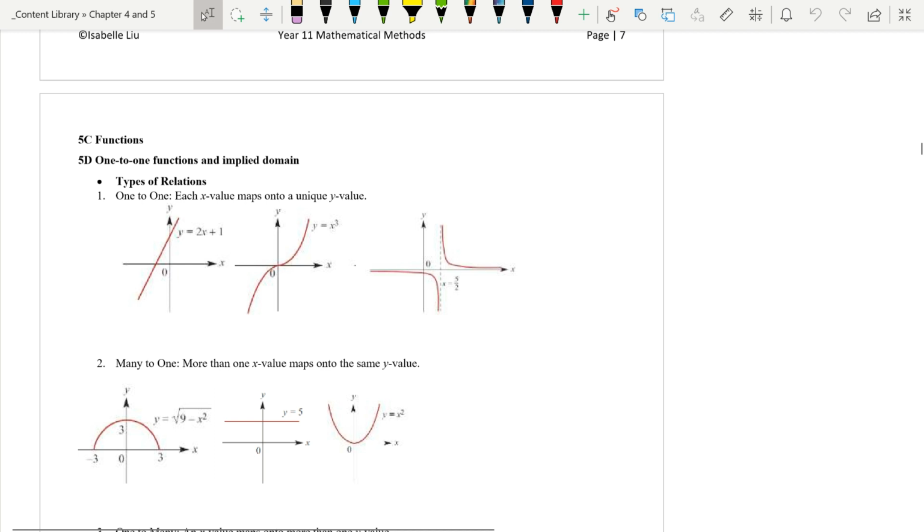Let's talk about the relationship between x and y. That's called a relation. How many types of relation do we have? We have four types of relation. So what are these types?